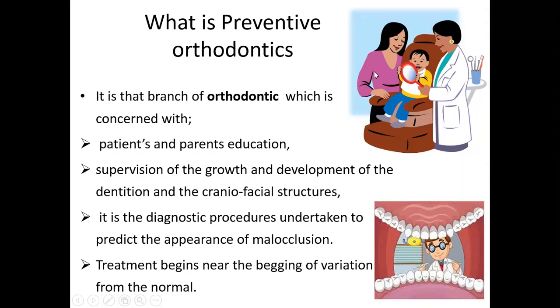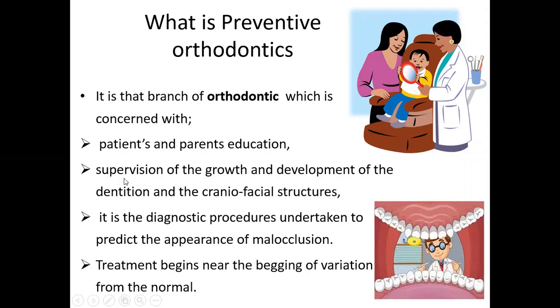Here we educate the mother or the parent about what are the habits which are not supposed to be followed by the child, which may lead to malocclusion. If the child is at the age when he or she can understand our language, we may prevent it by educating the child, we may prevent his or her habit, which may lead to malocclusion. And it includes the supervision of growth and development.